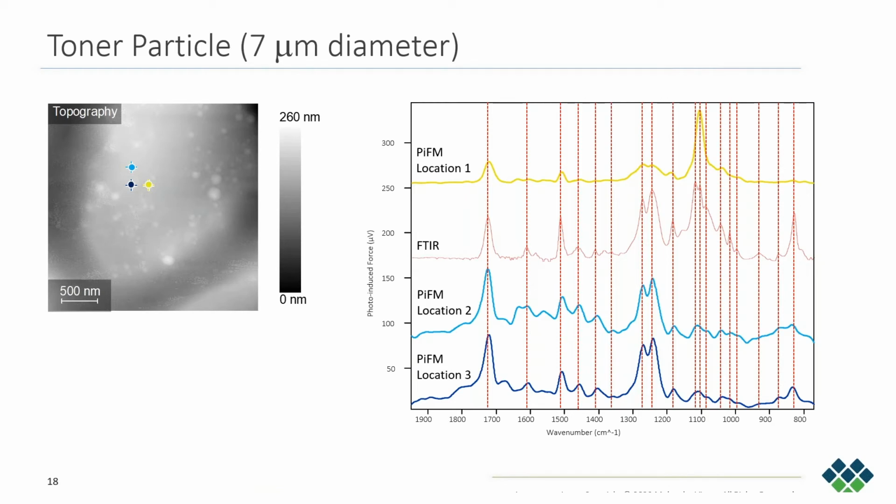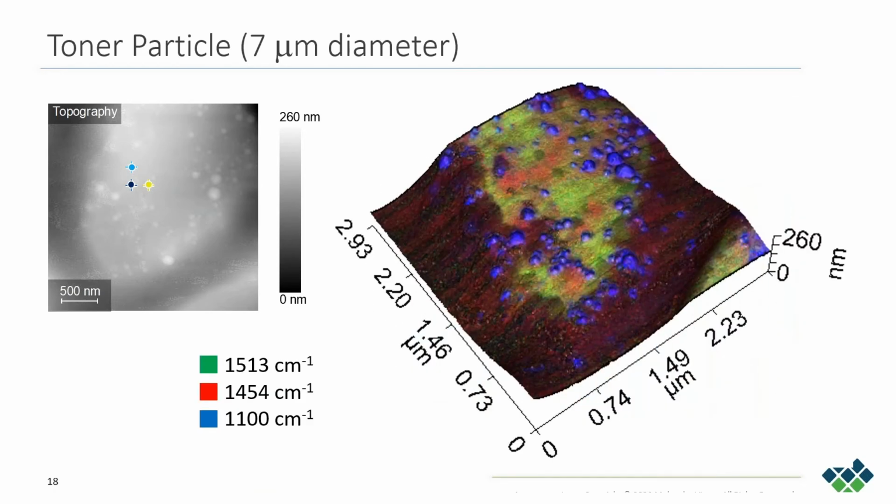Now, based on this type of information, we can create a chemical map, because here we can take an image at 1100, 1454, and 1513 wave numbers associated with the different components that make up this laser toner particle, and you can see how they are distributed in the sample.